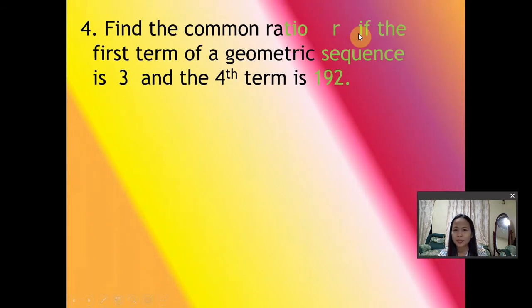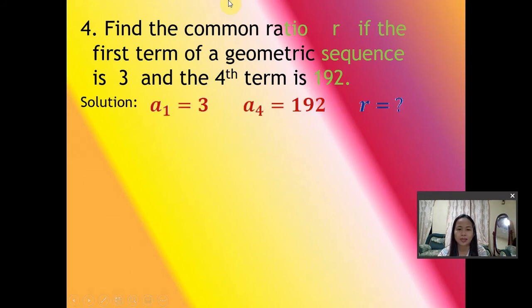Find the common ratio R. Okay, take note. This time, we're going to look for the common ratio, not anymore the nth term. So find the common ratio R if the first term of a geometric sequence is 3 and the fourth term is 192. So we are going to look for the common ratio. Since we are talking about geometric sequence, still we are going to apply the nth term of geometric sequence.